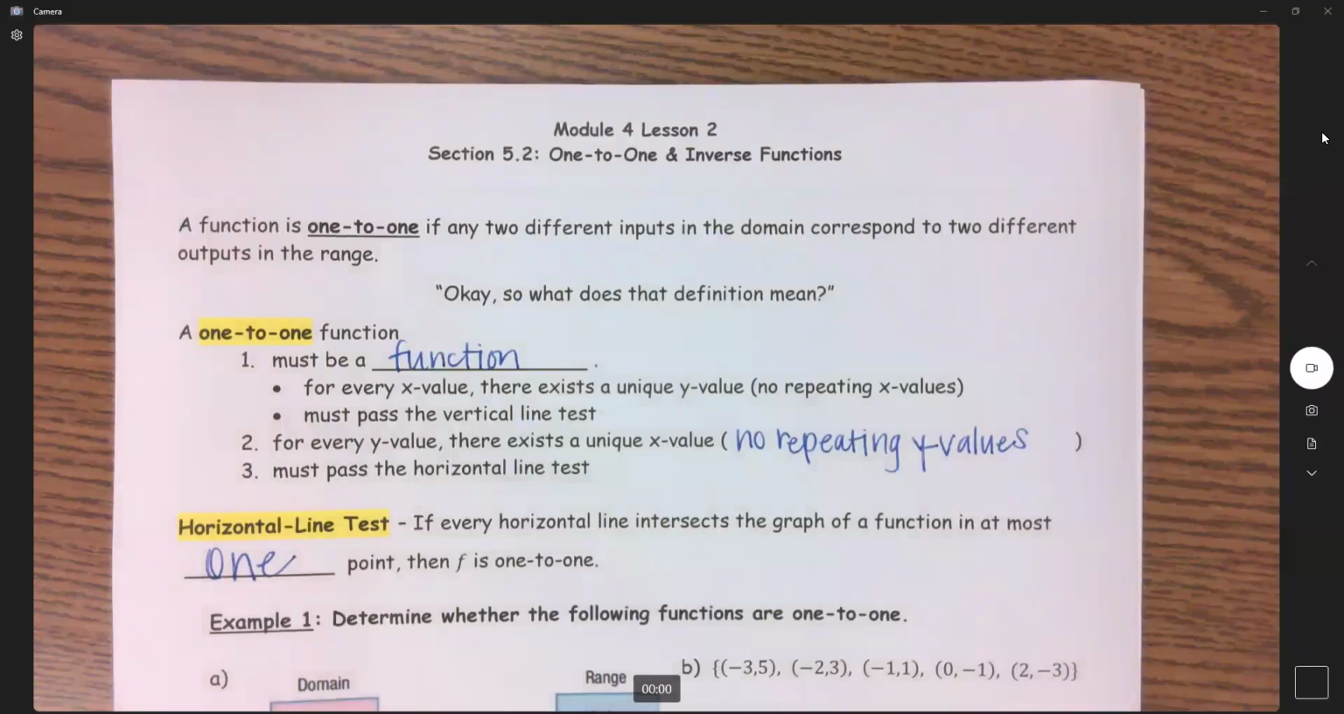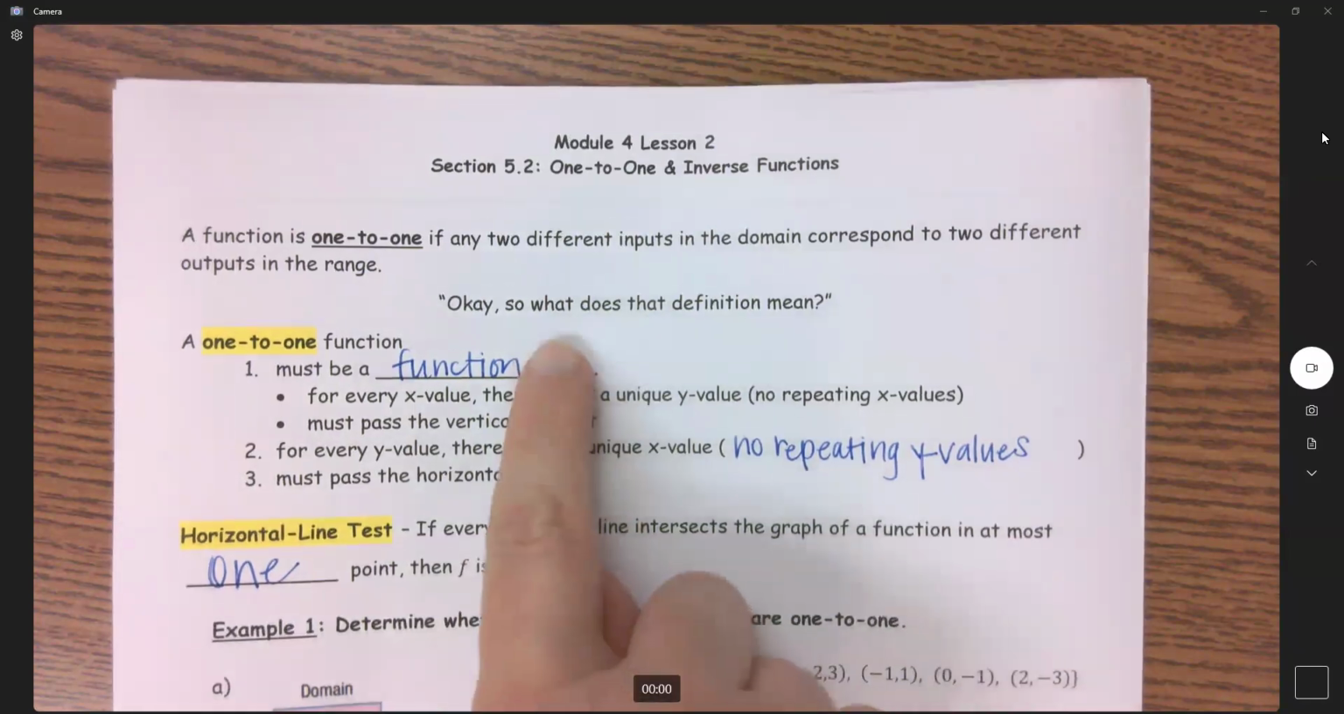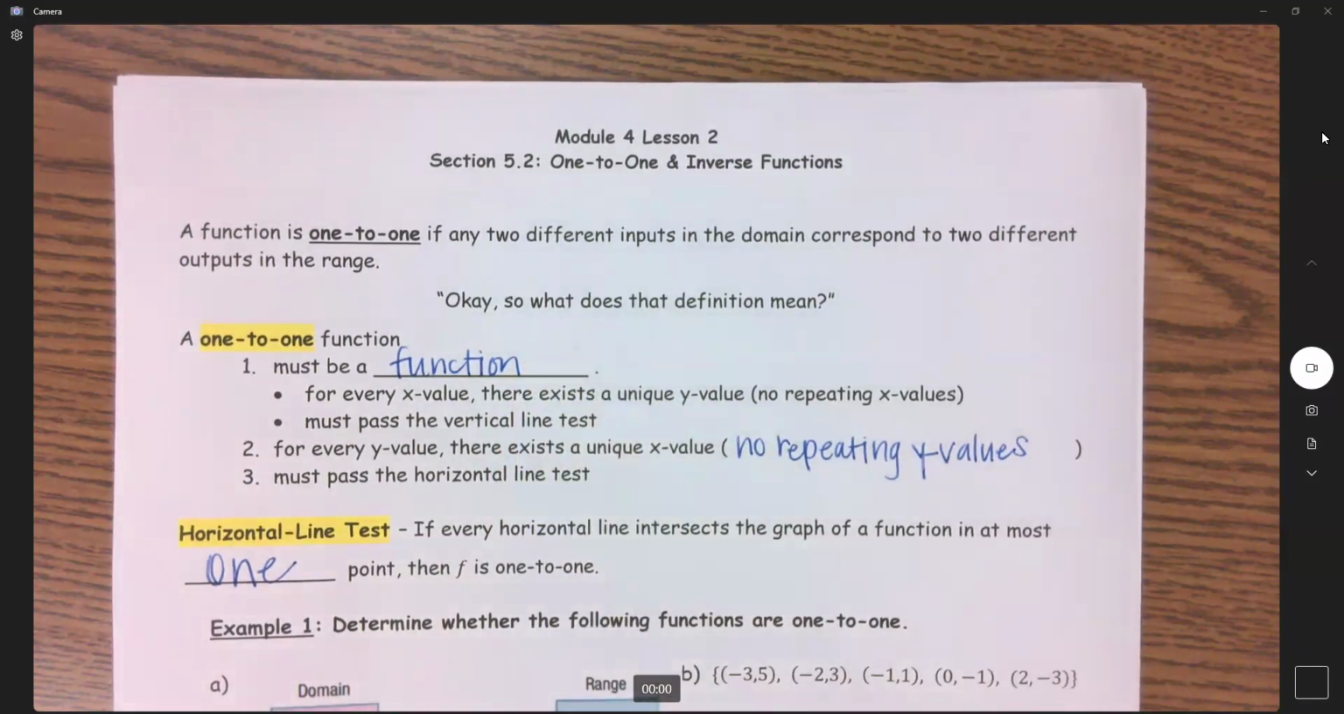We're going to start this lesson off with the definition. And your definition of a one-to-one function is if any two different inputs in the domain correspond to two different outputs in the range. So I'm sure you are asking, okay, so what does that definition mean? Because I actually just read it and I said that can't be the right definition. Looked it up and it is word for word. So let's break down that definition.